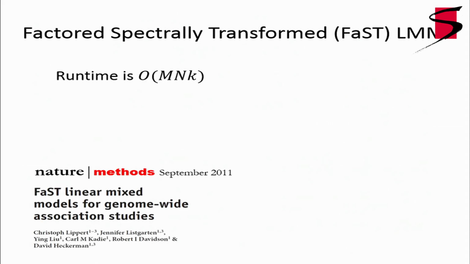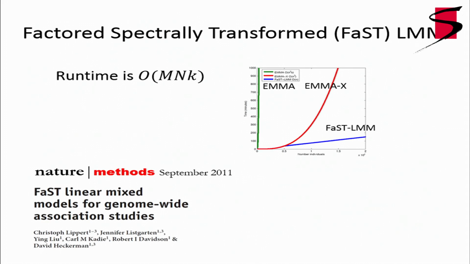Okay, well, we got lucky. It turns out that algebra comes to the rescue here. It's a linear problem, and with some clever algebra, or really more straightforward algebra, you can get the runtime from O(mn^3) down to O(mnk), and we'll get into that in a moment, but k is going to be less than n. So this is an algorithm called FaST-LMM. FaST stands for factored spectrally transformed, but wink wink, it actually stands for fast too.